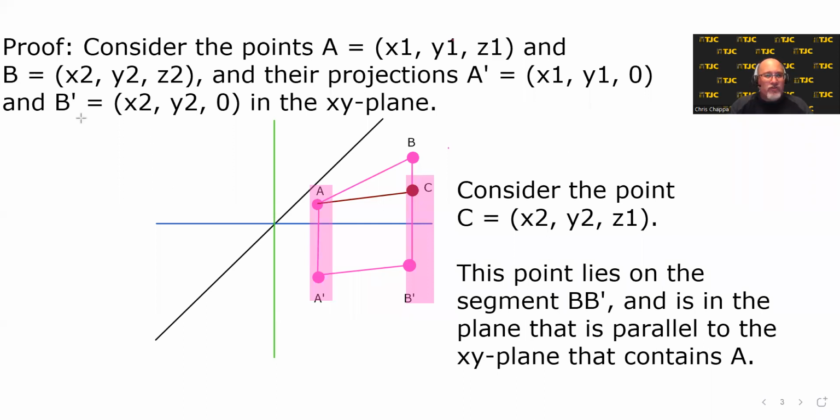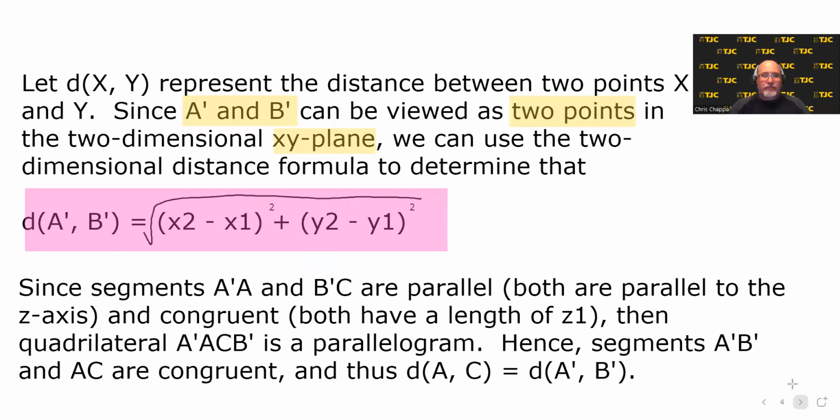But if we look at the coordinates for B prime, which are here, and C, which we chose, notice that they also have the same X and Y coordinates, and that C is directly above B prime, and B prime is on the XY plane, so its Z coordinate is 0. And so the distance between B prime and C is also Z1. And that basically means that the two segments that are highlighted are congruent. They have the same lengths.